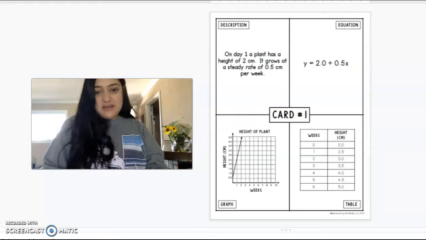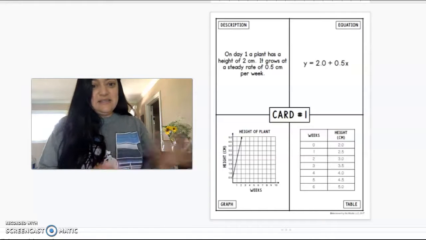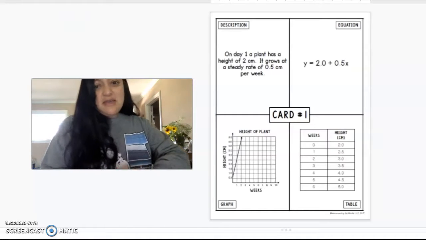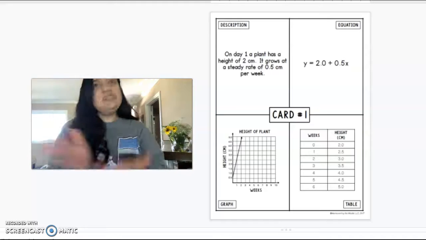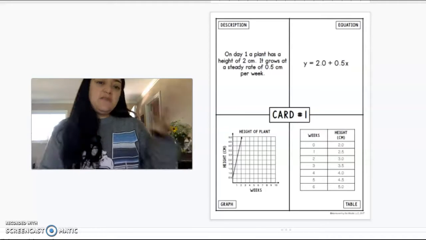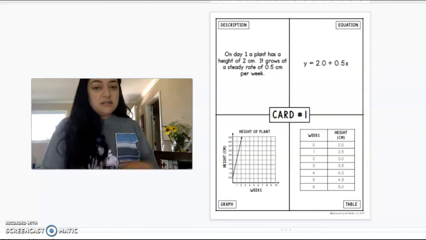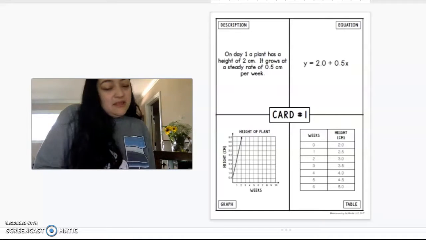All of them are different. It's not going to be that the graph is wrong every time. It might be the description that's wrong, where everything else matches and the description doesn't match. And if you're having trouble, please reach out. Please let me know, because it might be something that you don't see, and I completely understand.